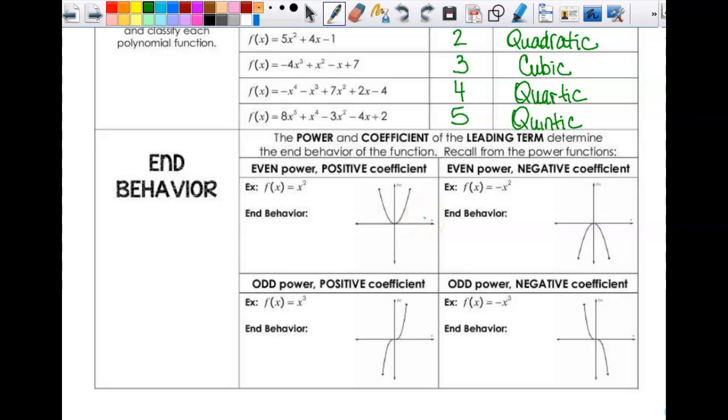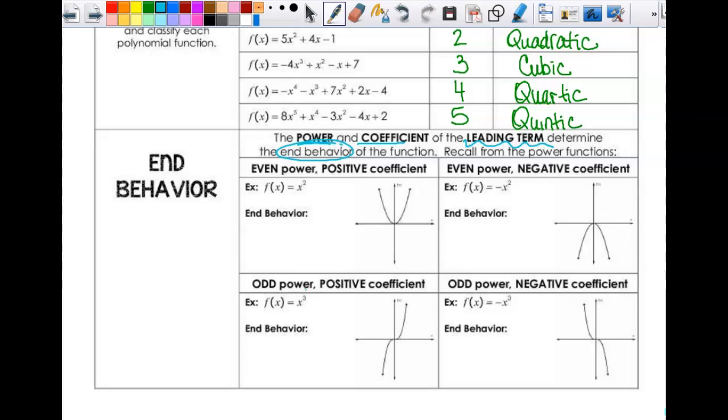But the little pictures we're going to draw are important as well, because we're going to start sketching this stuff. The power and coefficient of the leading term determine the end behavior of the function. Recall that when we were looking at the monomials yesterday, if the power was even, it looked like a quadratic. If it was odd, it looked like a cubic. So the middle behavior changes when it's not a monomial.